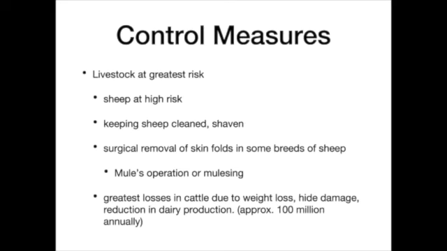Most monetary losses, aside from sheep, will occur in cattle. All of this fly infestation can cause weight loss. It damages hides. It causes a reduction in dairy production. And in the United States alone, flies are thought to cost farmers about $100 million annually, between fly care, trying to get rid of them, the ear tags, the dipping, everything farmers are trying to do. So that's the preventative costs in addition to actual losses.